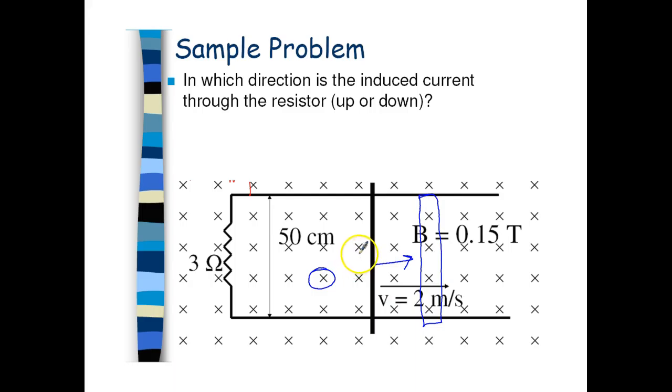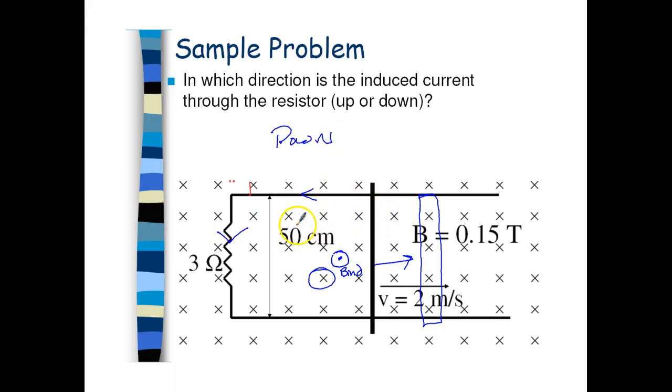If that's correct and that field is increasing, I need to point my thumb now towards me. And when I point my thumb towards me, because that is now the induced magnetic field, we'll see that the current is flowing in that direction, which means it is going to travel down through that resistor.